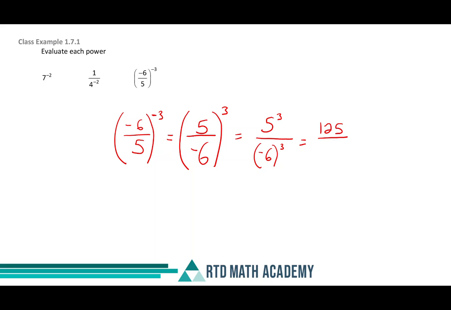216, but don't forget that's a negative 6 multiplied by a negative 6 multiplied by another negative 6. Two of my negatives cancel out, but my third does not, so that would be negative 216 on the denominator. So negative 6 over 5 to the power of negative 3 becomes 125 divided by negative 216.